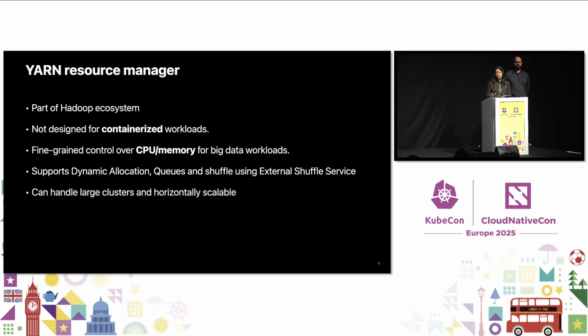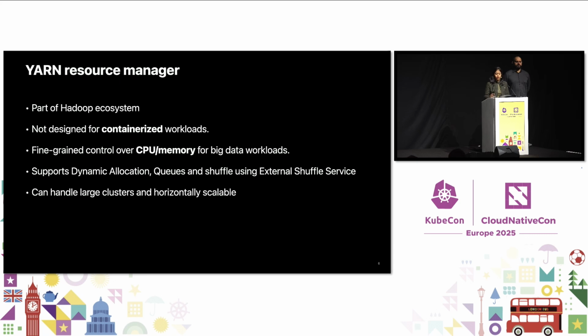A bit more about Yarn. Yarn is a core component of the Hadoop ecosystem. It allows multiple applications, like Spark, to share cluster resources efficiently. It is important to note that Yarn was not designed to orchestrate any containerized application, but specifically designed for orchestrating applications within Hadoop. It provides fine-grained access control over CPU and memory.